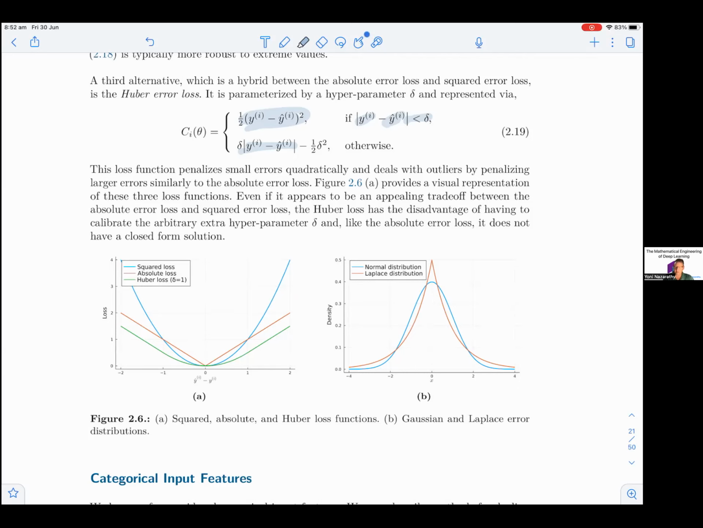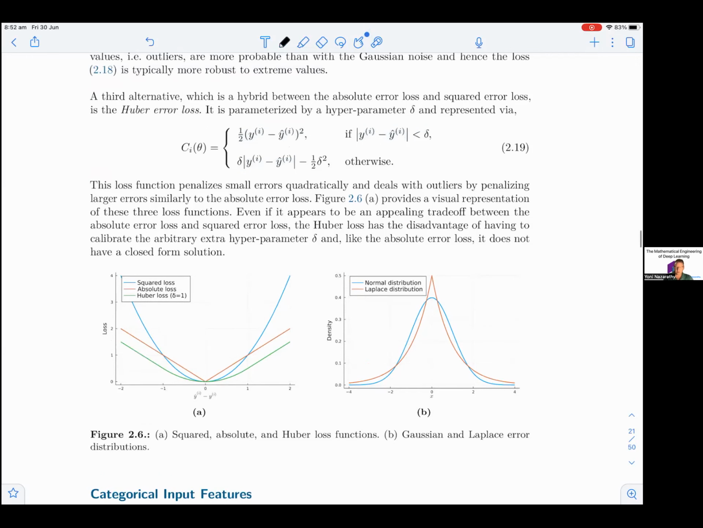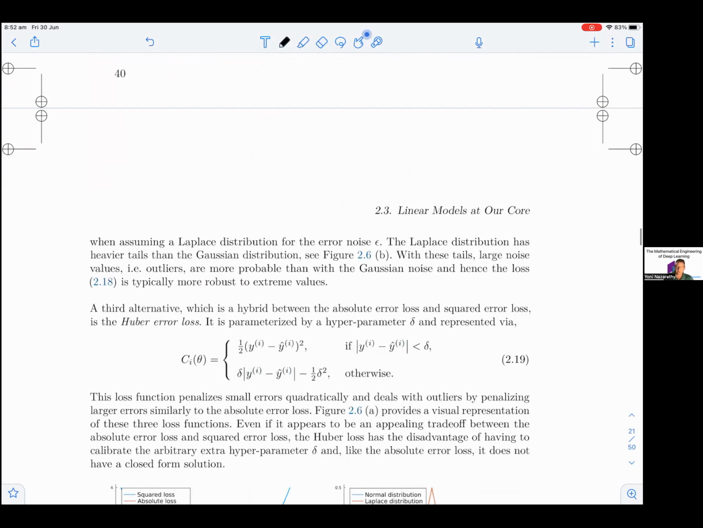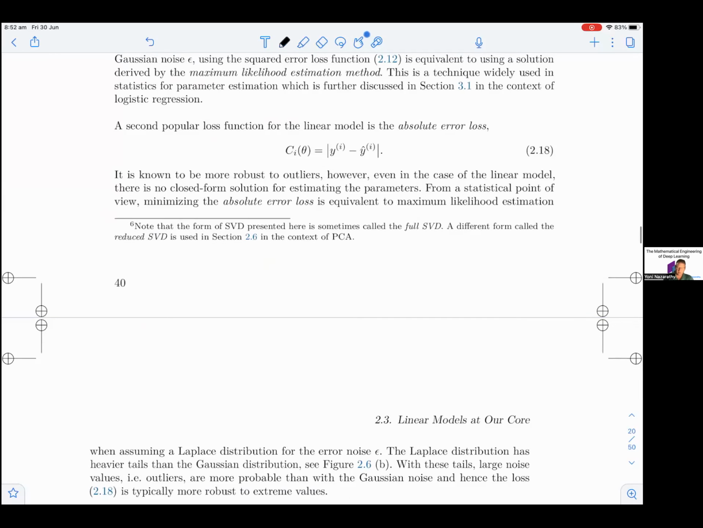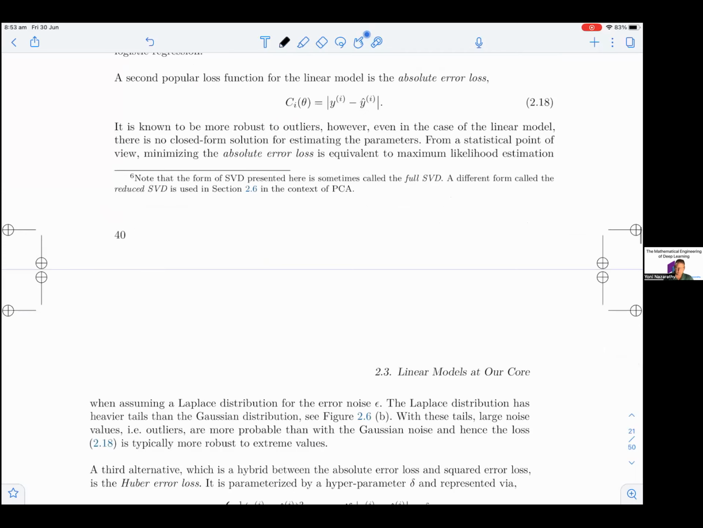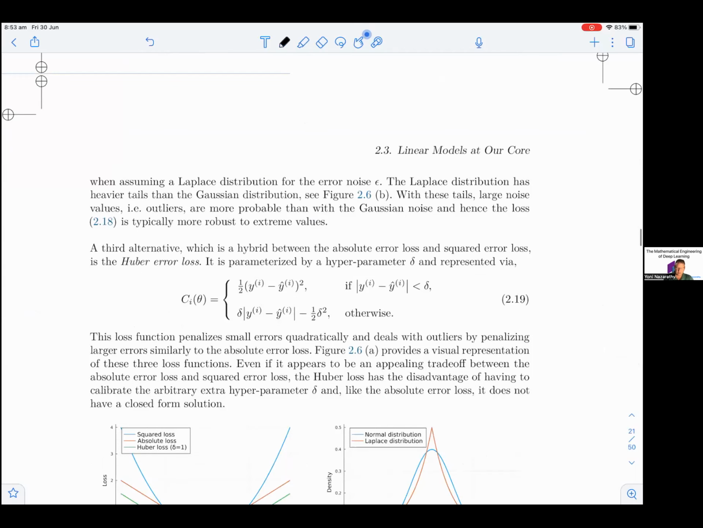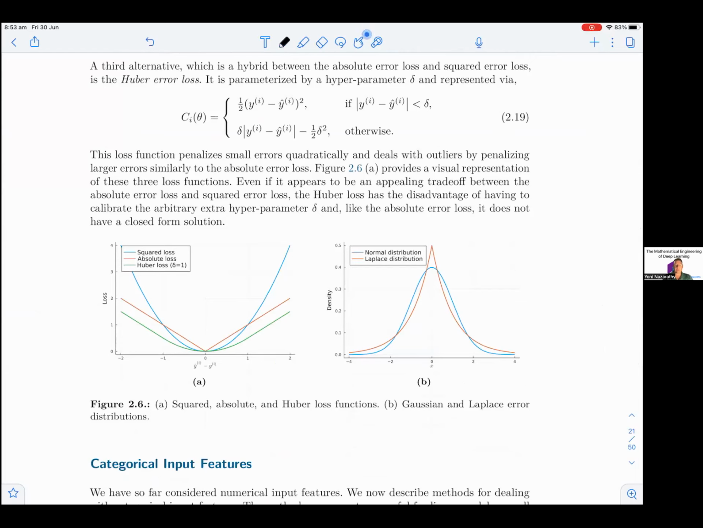Even if it appears to be an appealing trade-off between the absolute error loss and the square error loss, the Huber loss has a disadvantage of having to calibrate the arbitrary extra hyperparameter delta. And like the absolute error loss, it does not have a closed form solution to the optimization problem. Okay, so none of this Moore-Penrose pseudo-inverse for these two other loss functions. So here in figure 2.6a, you see the squared loss, the absolute loss, or the Huber loss.